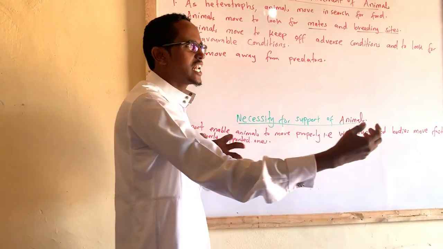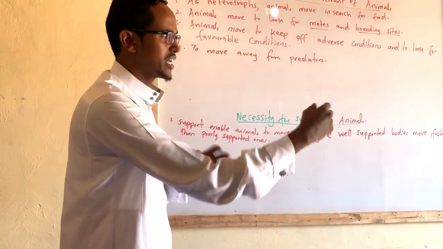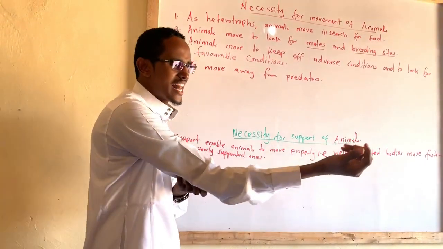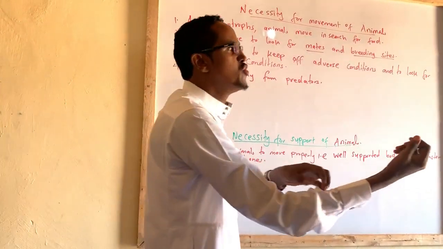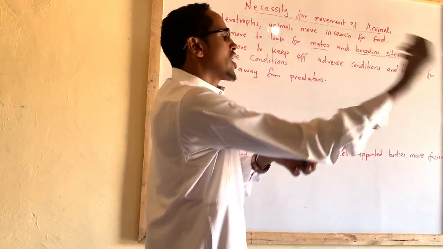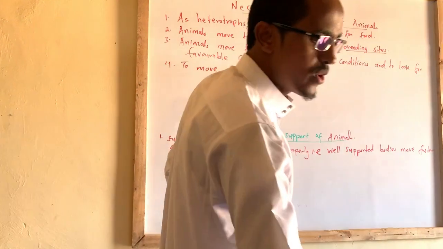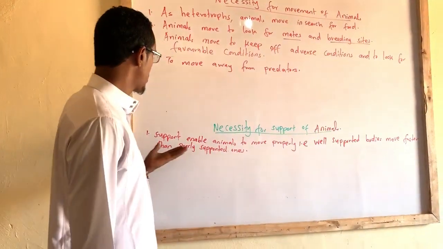During movement, the skeletal muscles contract and relax antagonistically. During their contraction and relaxation, the muscles will pull this particular bone at this particular point, and then movement will occur at this joint. Therefore, we cannot talk about movement or locomotion without talking about support.